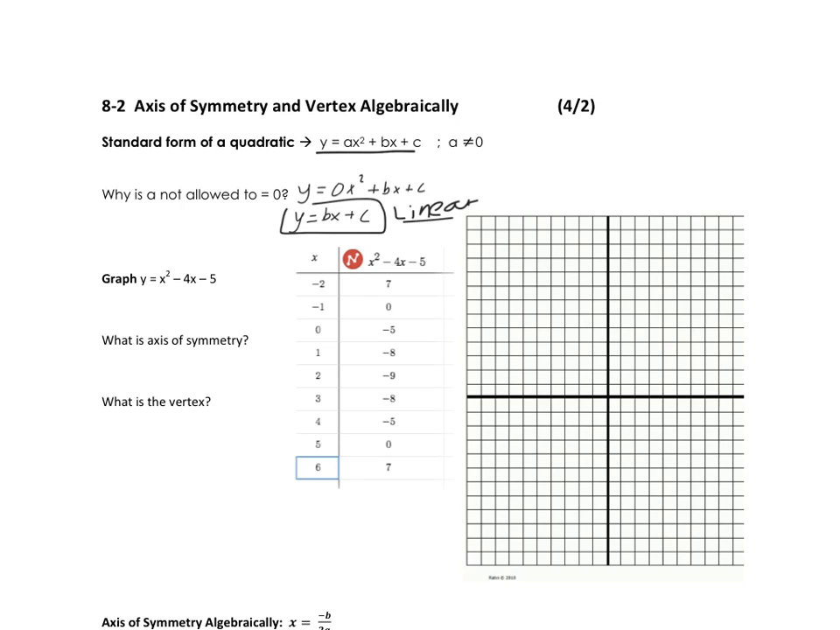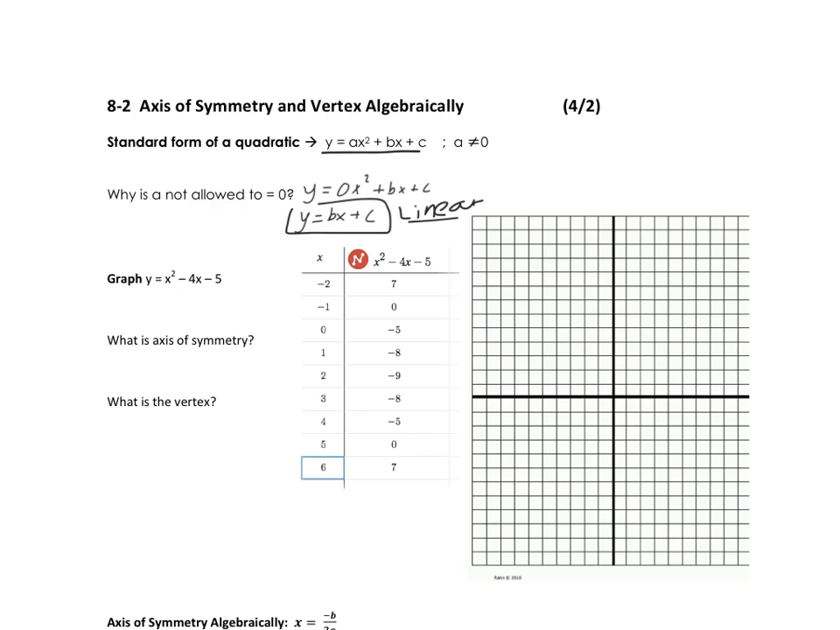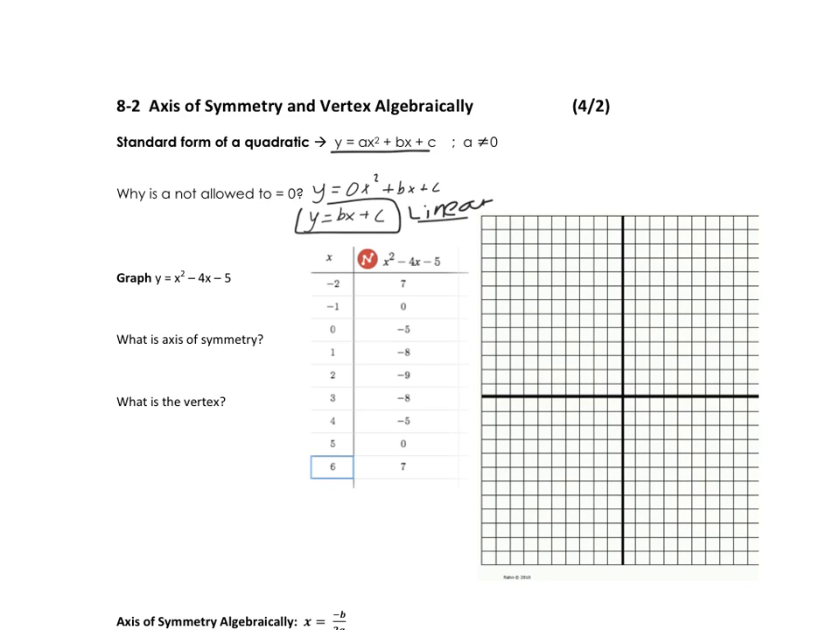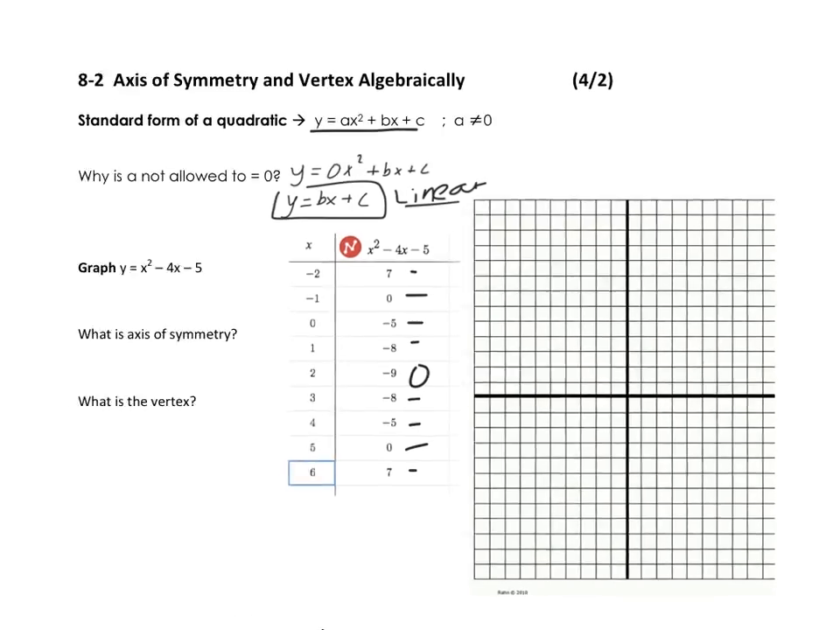I copied and pasted this table from Desmos. Remember, the whole goal with quadratics is to see numbers repeat. I have a 7, and then I have a 7 downstairs. I have a 0, and I have a 0 upstairs. -5, -5, -8, and then I got the lone -9. Those are the points we're plotting, because that's where we see our pattern.